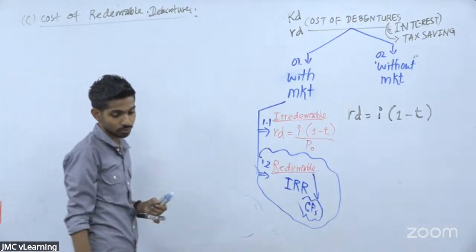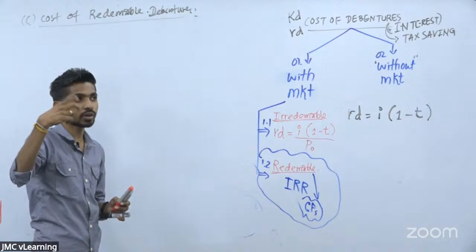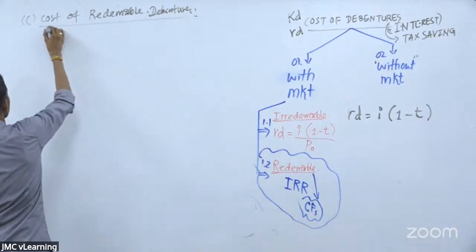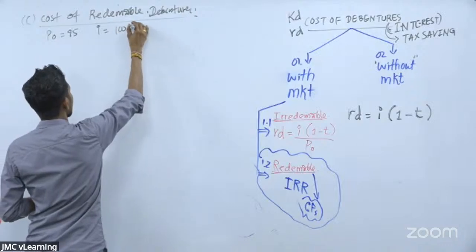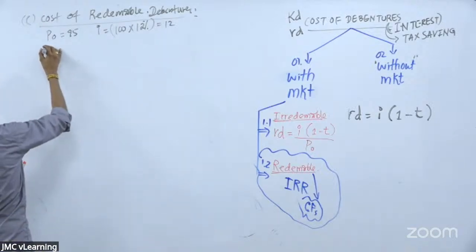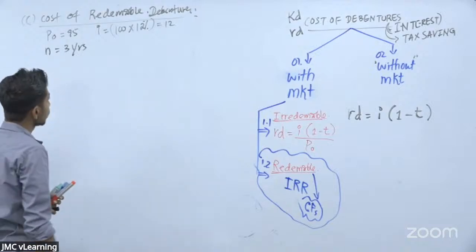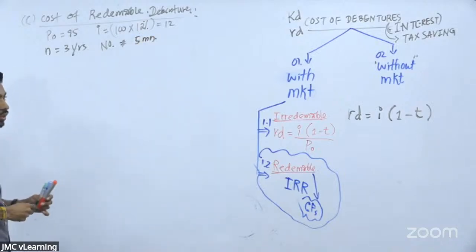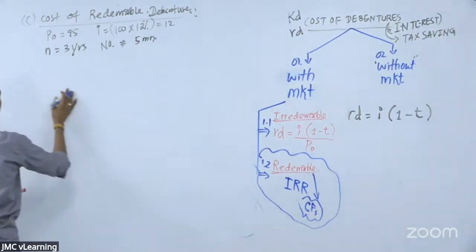The current market price of the debenture is rupees 95. The particular certificate is worth 100 rupees, but we can purchase it at what price? 95 rupees. That is the market price based on demand and supply. Then market value is 95. Interest is how much? 12%. That is 100 into 12%, that is 12 rupees. Thereafter, the number of years is 3 years. The number of debentures is 5 million. Based on that, you have to calculate the IRR. First of all, you have to mention the cash flows.